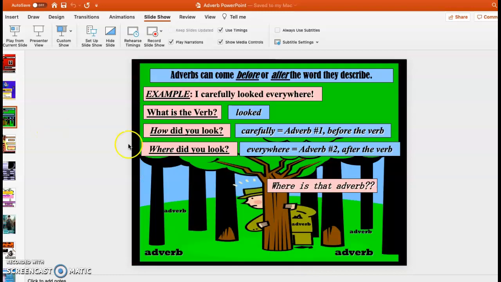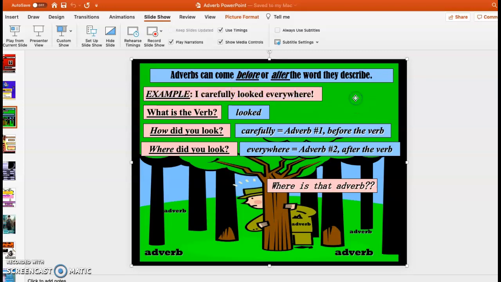Alrighty, here we go. I'm looking at the top highlighted in blue at the very top of the page. Adverbs can come before or after the word they describe. They do not always have to come after. I know a lot of times we practice them after, but do not forget they can also come before, and I'm going to show you both ways right here. Take a look at the example at the top of the page. The sentence for our example is, I carefully looked everywhere.